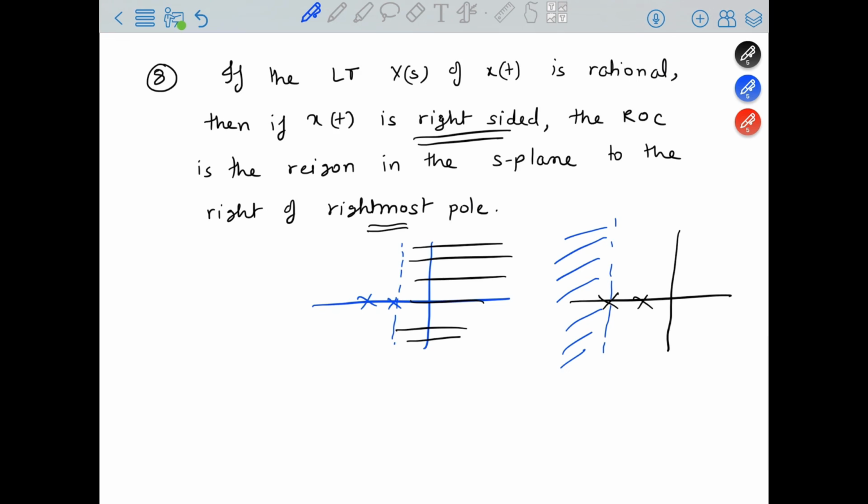So this is the way to understand that if the Laplace transform X(s) of x(t) is rational, and x(t) is right sided or left sided, the ROC is the region in the S plane to the right of the rightmost pole or to the left of the leftmost pole, depending upon the signal. So this is the way to understand this property. This describes the properties of the region of convergence, and that is very essential to define the Laplace transform of various signals, and we will derive that in further videos.